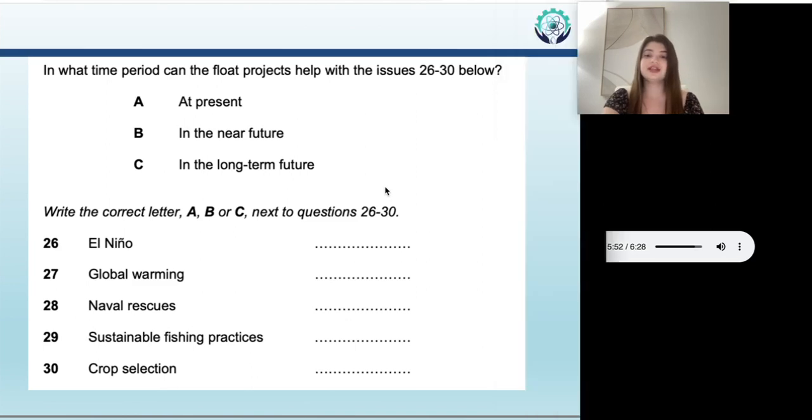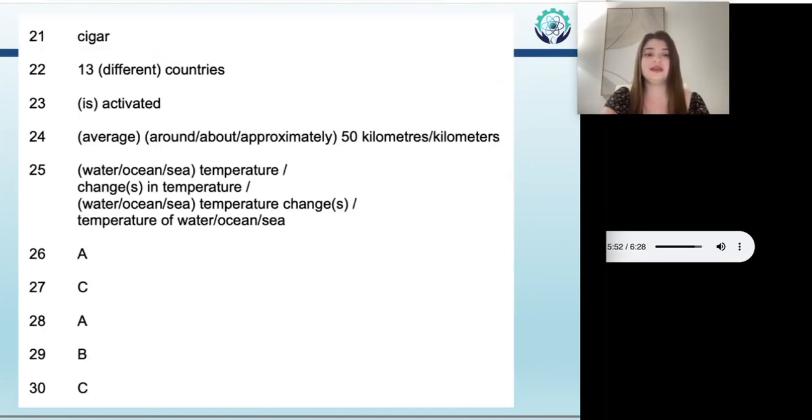Okay, so now they would just give us time. If this were the real test, they would give us time to look over our answers, check them, make sure we're happy with it, and then hand in our paper. Okay, so let's reveal what the answers are. And again, just a reminder that the answers in brackets are things that are not needed, but that we could put in as well. Okay, so the first answer was cigar, which we got, and then 13 countries, which we got as well, 13 countries. Or if we said 13 different countries, that's also correct.